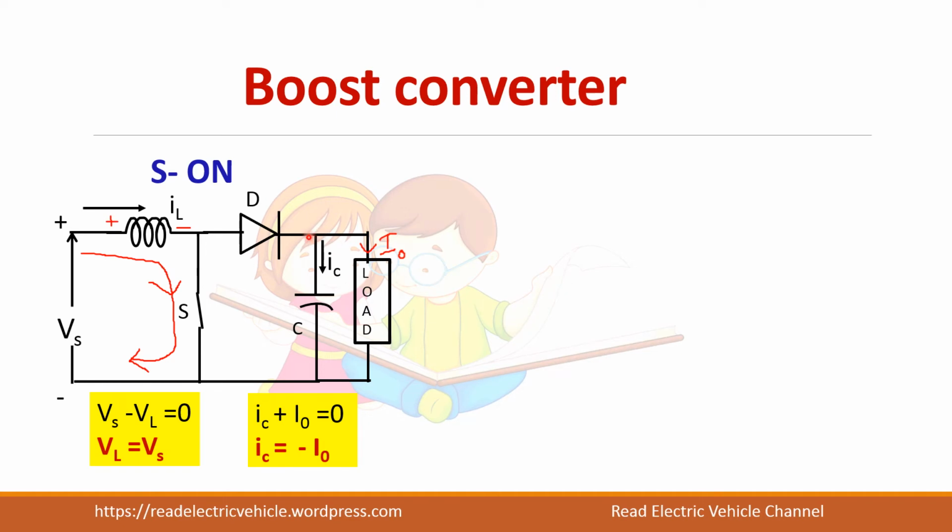And writing the KCL at this junction, since the diode current is 0, only two currents are there, IC plus I0 equal to 0. IC is equal to minus I0.